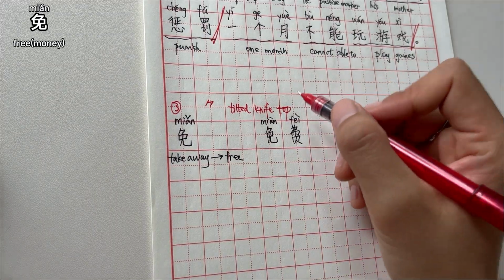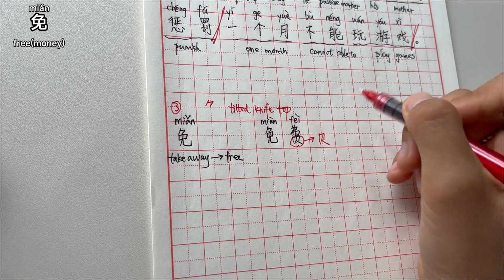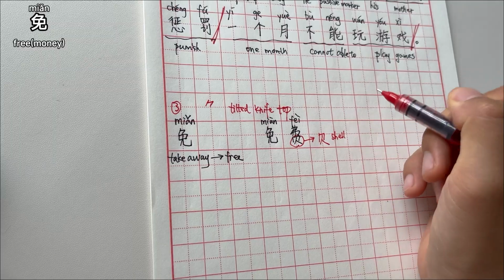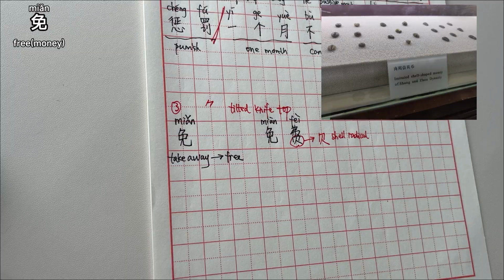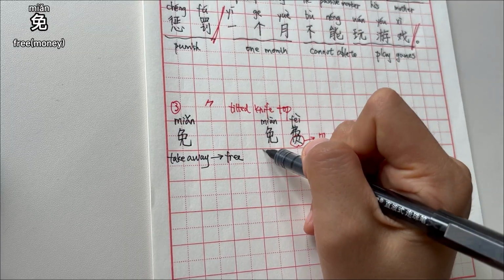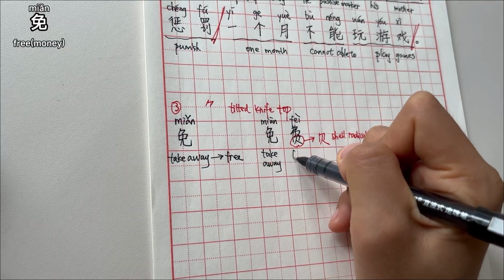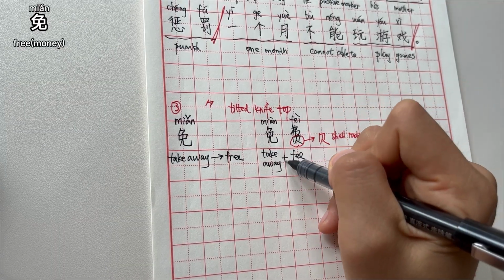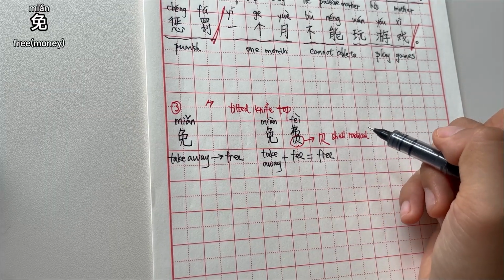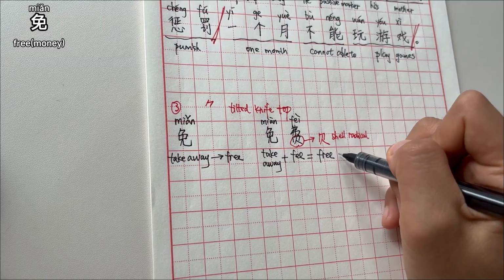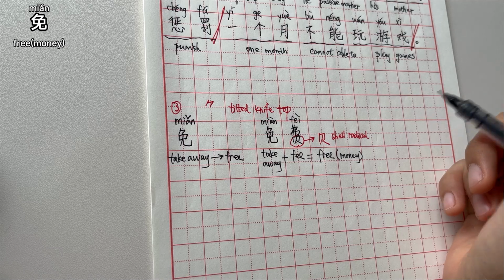As you can see at the bottom of the 费, we have a shell radical, and the shell radical is related to money because in the ancient time people used shell as money. So 免 is to take away, and the 费 is the fee. To take away the fee, so that means it's free. Not the free for the freedom, it means the free for the money, like you don't need to pay.